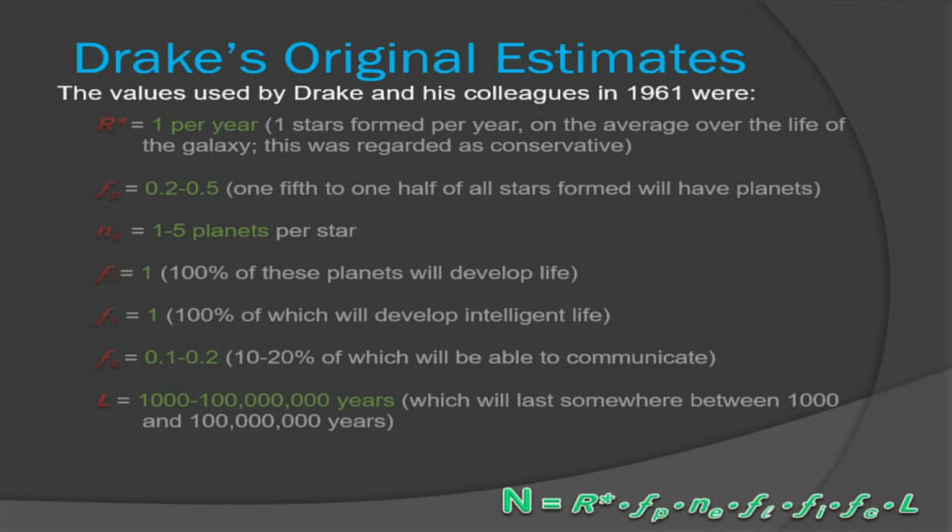And then what's the average lifetime of an intelligent communicating species? He estimated somewhere between 1,000 and 100 million years. So that'd be a long time. Human species, Homo sapiens, have only been around for about 500,000 years, and so that would be.